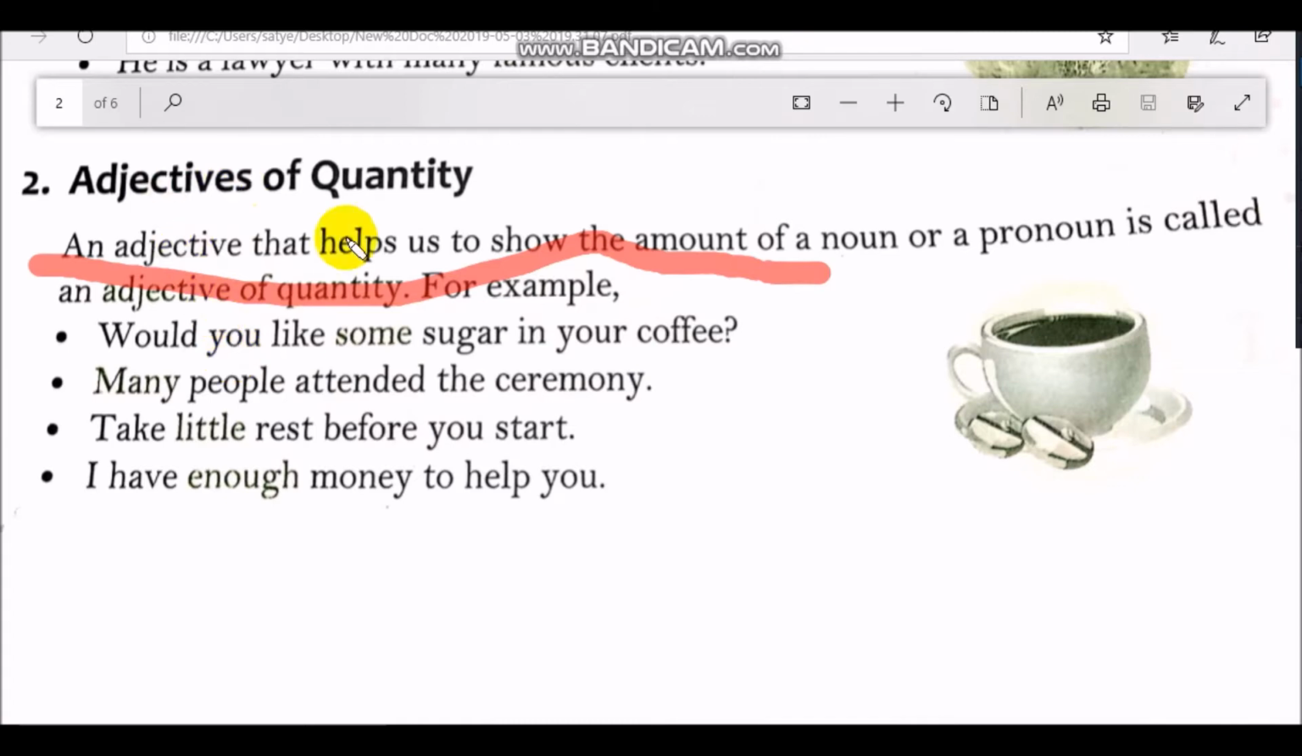Would you like some sugar in your coffee? It means some. It is a quantity. So the thing that shows you the quantity is adjective of quantity. For example, I have enough money to help you.